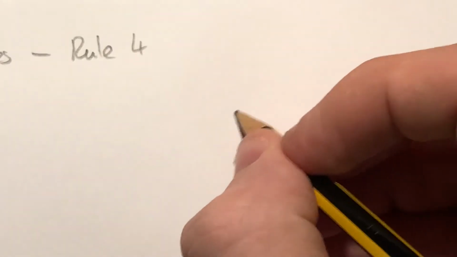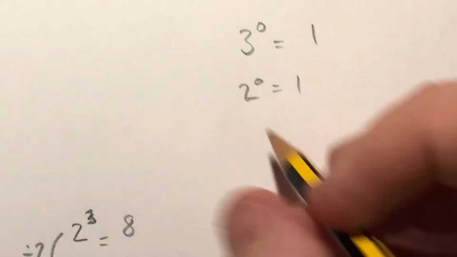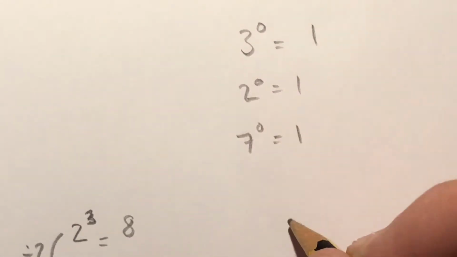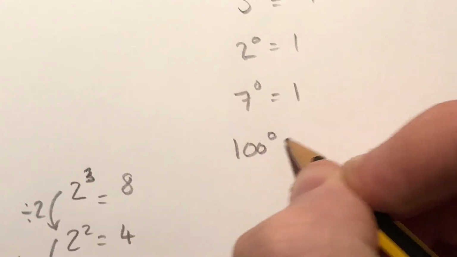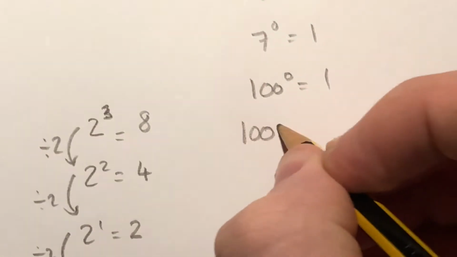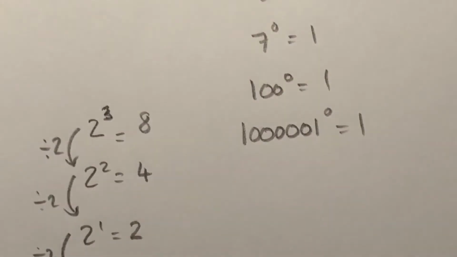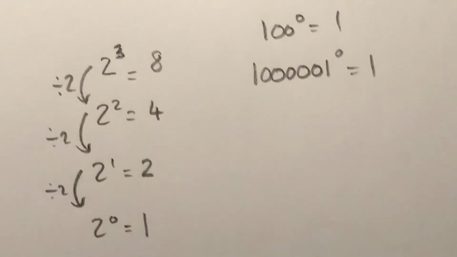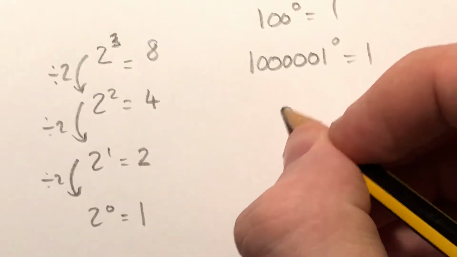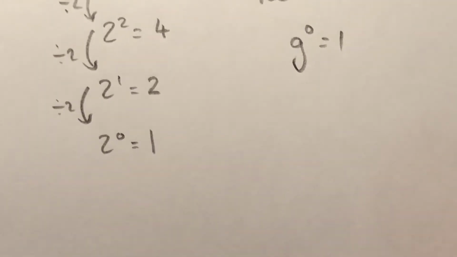So we can rally through this really quickly. It doesn't matter what our examples are. 3 to the power of 0 we know is 1. 2 to the power of 0 we know is 1. So that means that 7 to the power of 0 must be 1. 100 to the power of 0 is still 1. In fact, 1,000,001 to the power of 0 is still 1. Makes no difference what that number is. If it's the power of 0, it's still 1. So g to the power of 0 is 1. We're getting the hang of this?